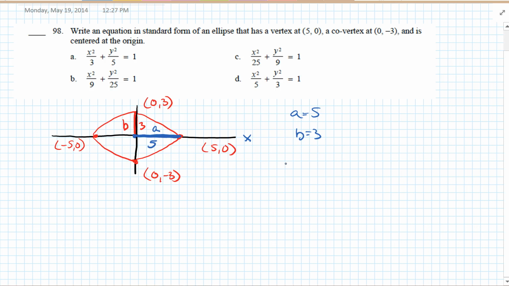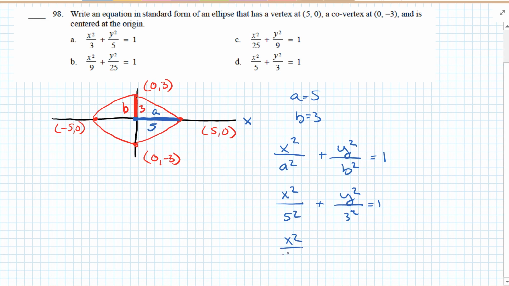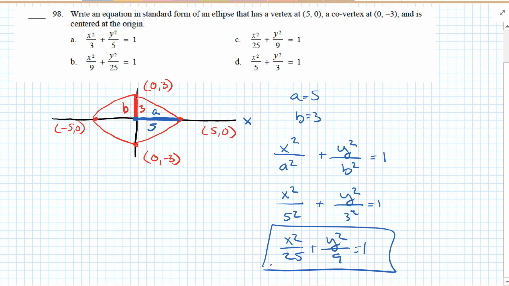Our equation, in this sense, since x is the major axis, is x squared over A squared plus y squared over B squared equals 1. So x squared over 5 squared plus y squared over 3 squared equals 1. So we can rewrite this as x squared over 25 plus y squared over 9 equals 1. So it looks like the answer is C.